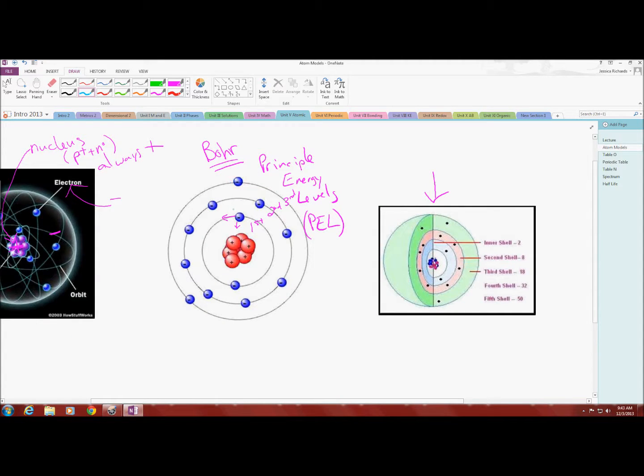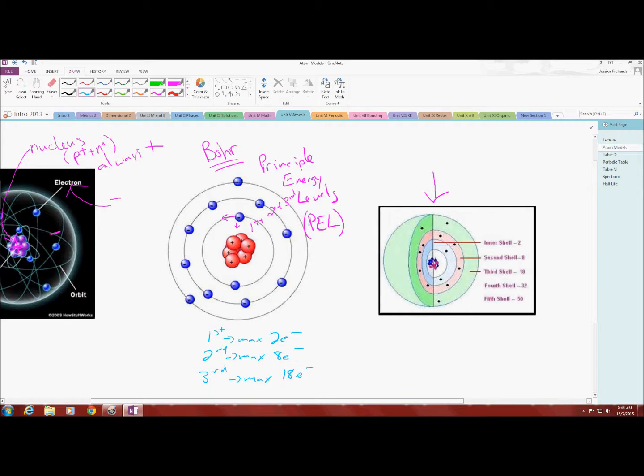And electrons all being negative and like charges repel, you can only put so many of them close together and you run out of room. They would push each other. So there are maximum numbers. The first principal energy level holds a maximum of 2. The second holds a maximum of 8. The third holds a maximum of 18.